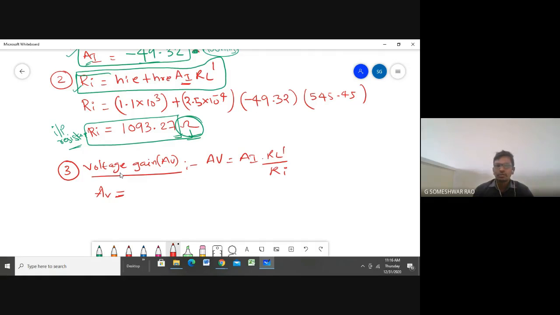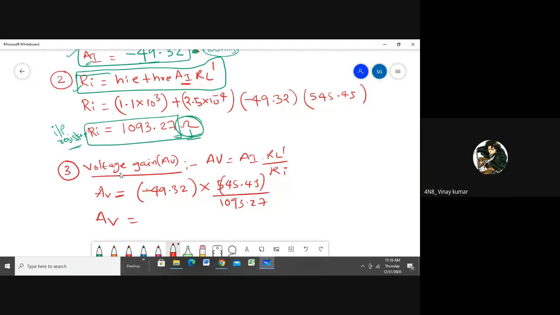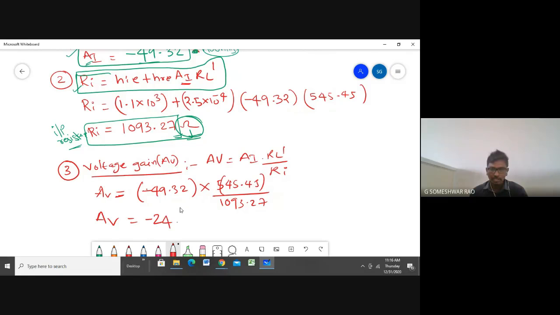So AV is equal to AI, which we got as minus 49.32, into RL dash 545.45, divided by RI, which we just got as 1093.27. Tell me what AV you got. Minus 24.606. Very good, minus 24.606.